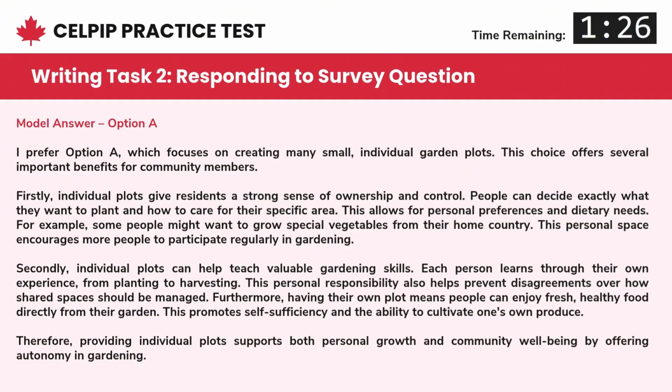This explanation will highlight why the provided answer for CELPIP writing task 2 scores well. You can pause the video now to read the full answer if you need more time. The response clearly states its choice for option A in the opening sentence. It also gives several clear reasons for this preference. For example, it explains that individual plots give residents a strong sense of ownership and control.